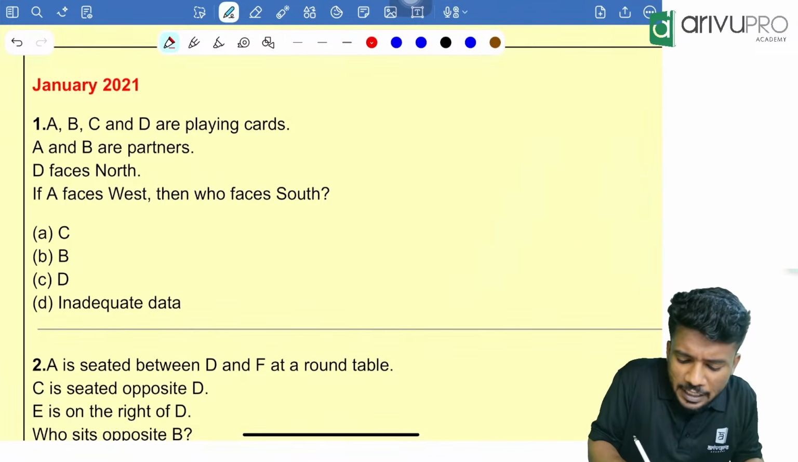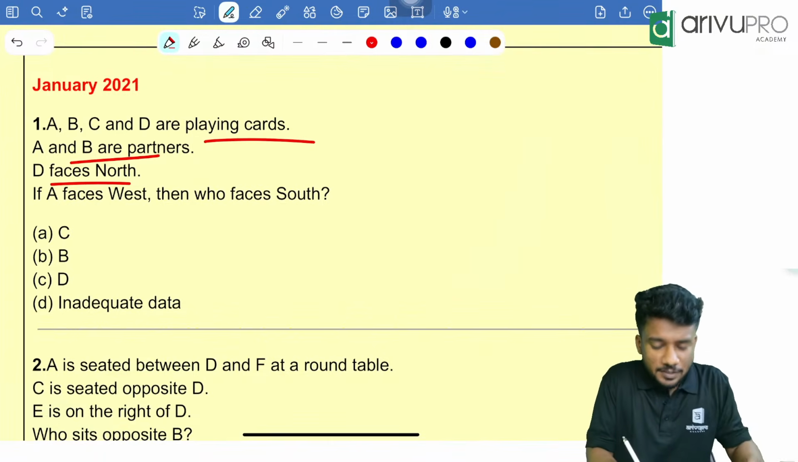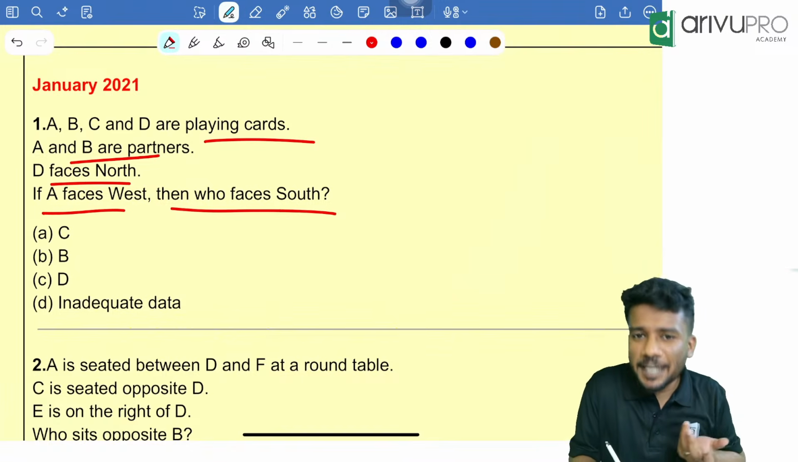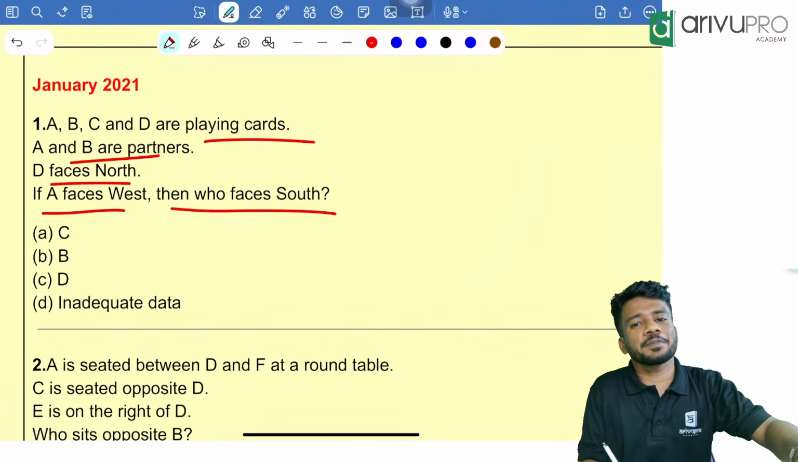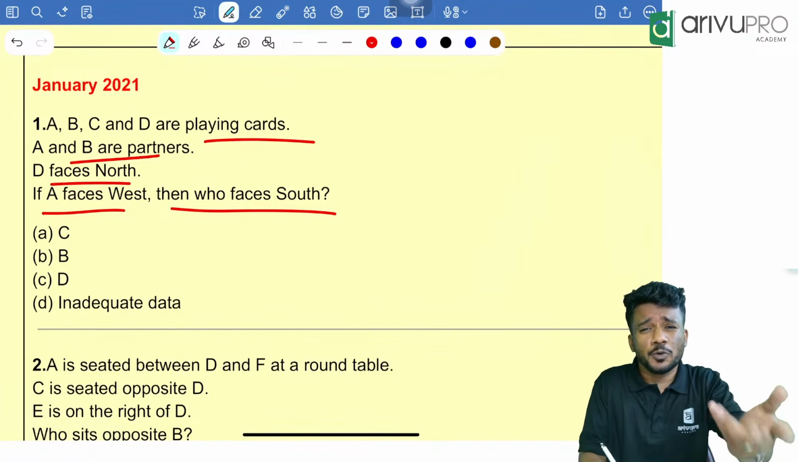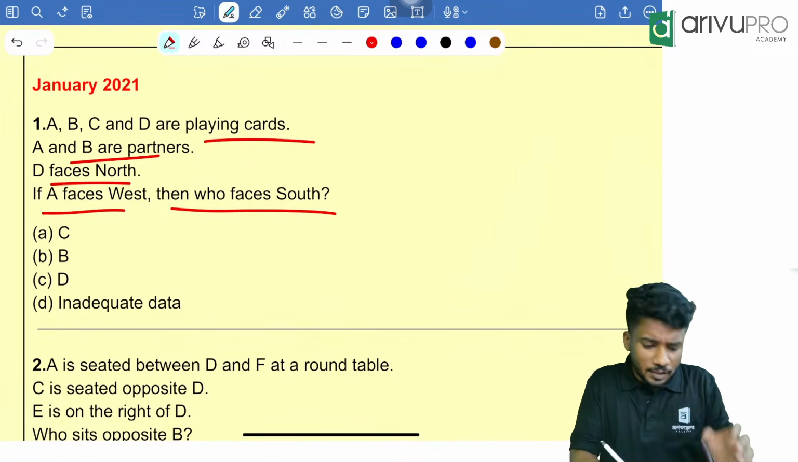A, B, C, D are playing cards. A and B are partners. D faces north and A faces west. Who is facing south? A similar type of question we solved in the previous chapter. In the direction test we have solved a previous question like playing caroms kind of question. Now we will start off with this.